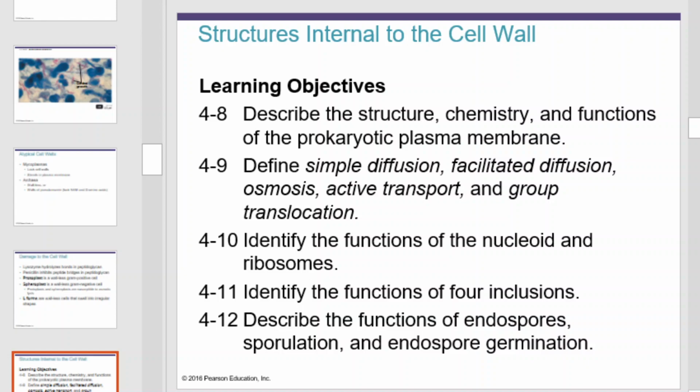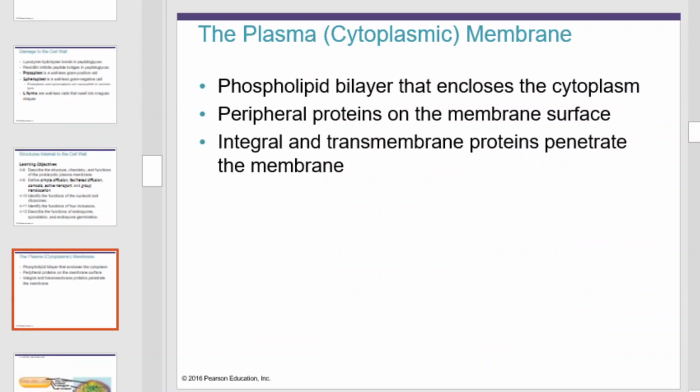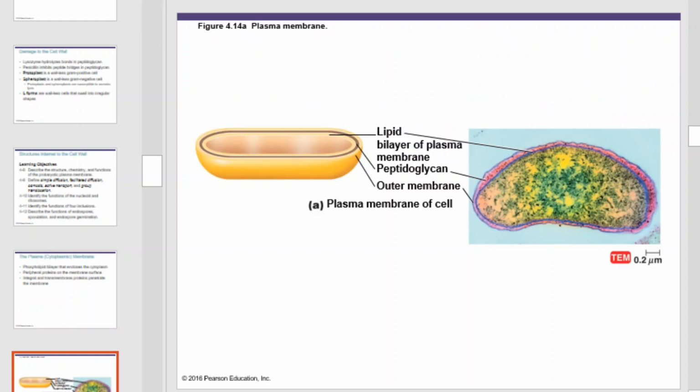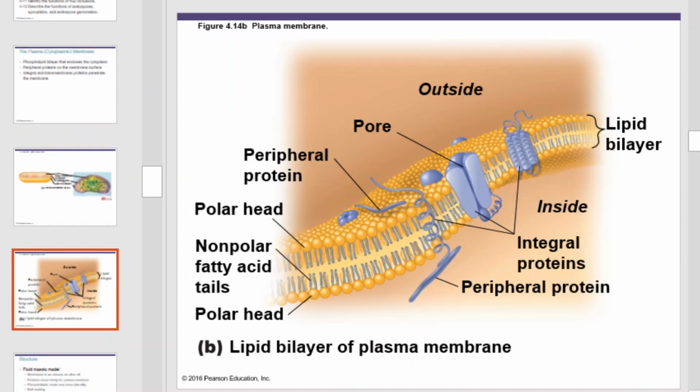Structures internal to the cell wall. The plasma membrane. The plasma membrane, also known as the cytoplasmic membrane, is made up of a phospholipid bilayer that encloses the cytoplasm, peripheral proteins on the membrane surface, and integral and transmembranal proteins which penetrate the membrane. This is an illustration of where the plasma membrane can be found. This is an illustration of the architecture of the basic plasma membrane. In it, notice the phospholipids and aforementioned proteins.